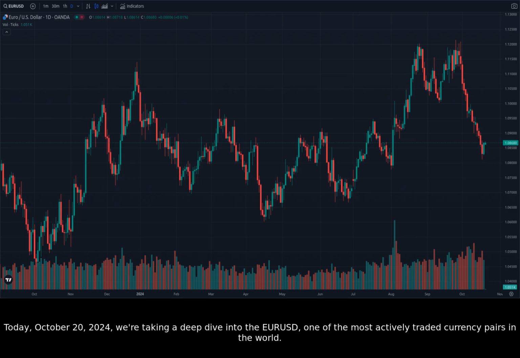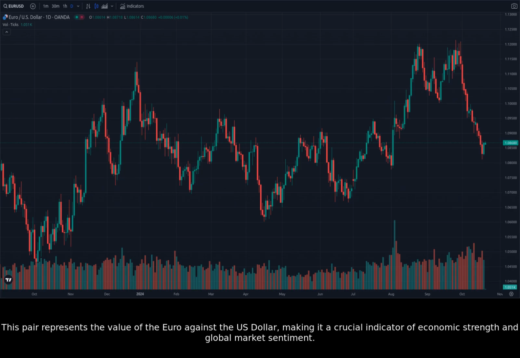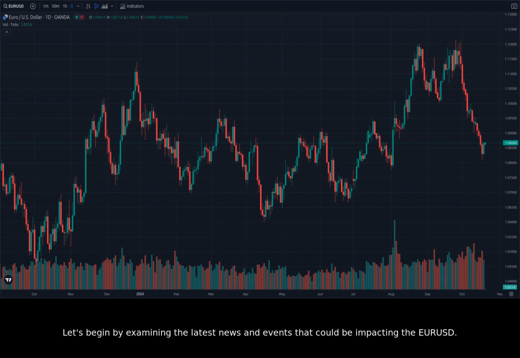Today, October 20th, 2024, we're taking a deep dive into the EURUSD, one of the most actively traded currency pairs in the world. This pair represents the value of the euro against the US dollar, making it a crucial indicator of economic strength and global market sentiment. Let's begin by examining the latest news and events that could be impacting the EURUSD.